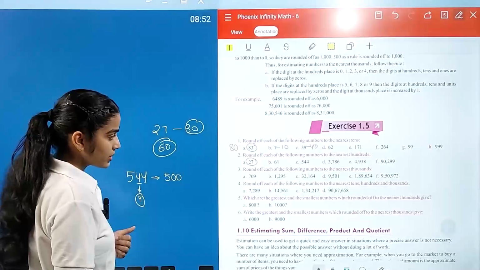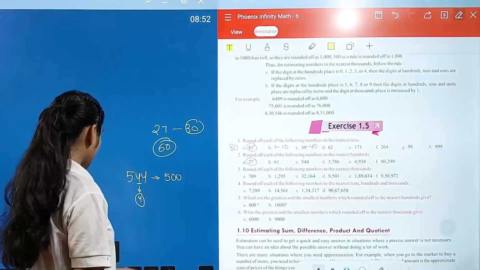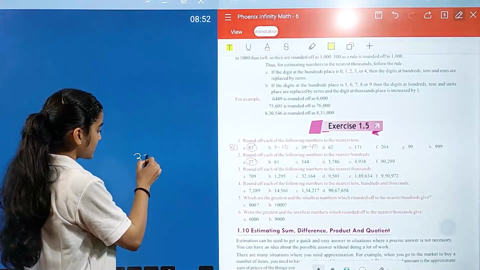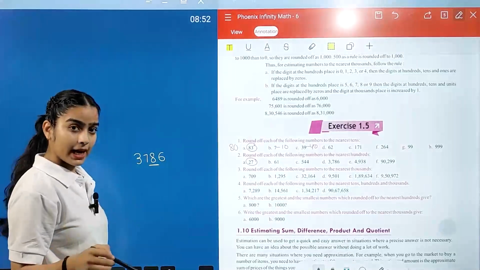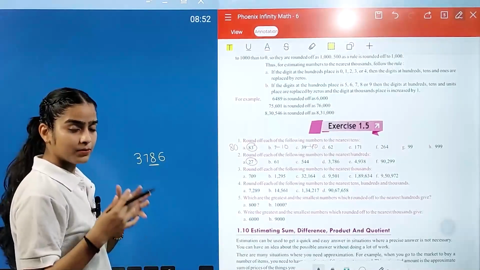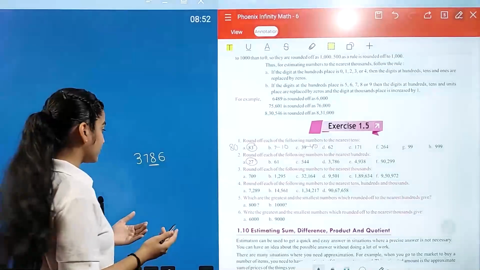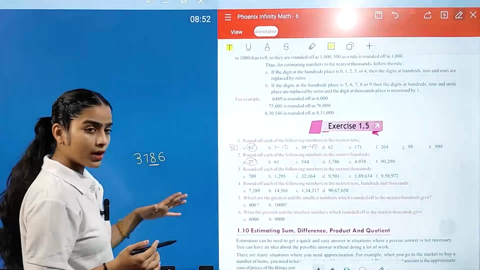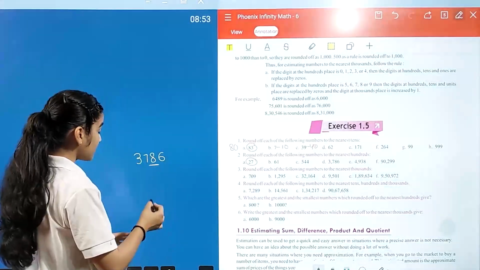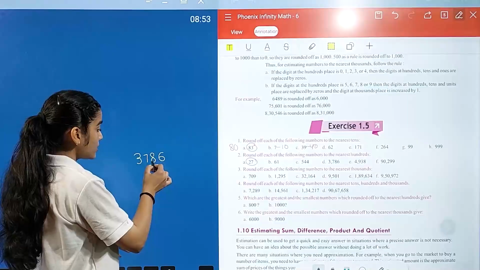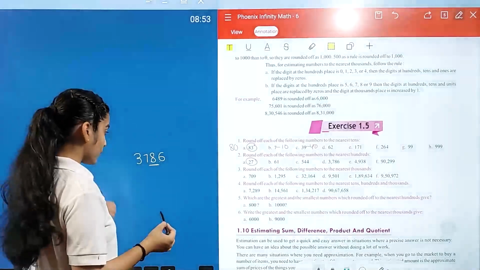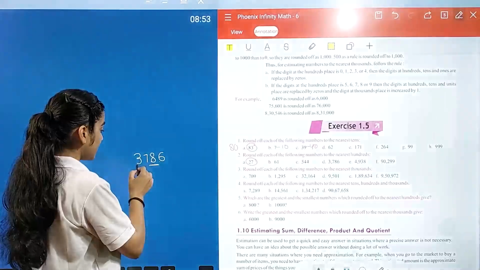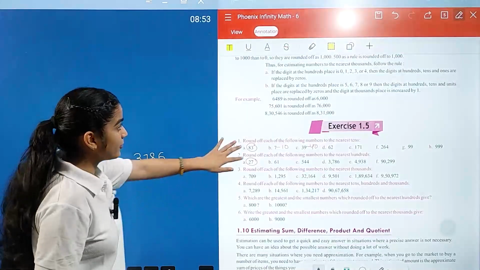Right? One more example here. Next number is 3786. Your tens place has 8. Now according to our rule, if we have 8 at the tens place, it means your tens and ones both are changed with which number? With zeros, and your 100 place, right?